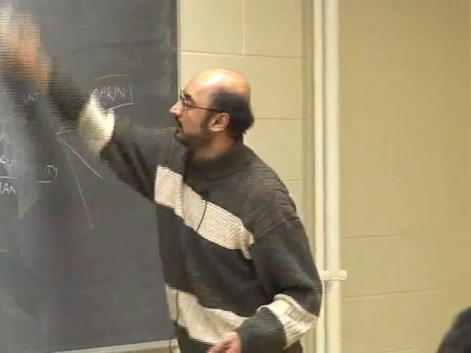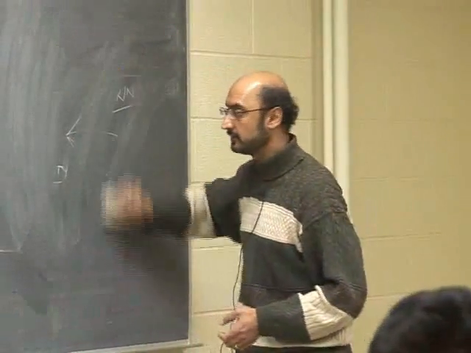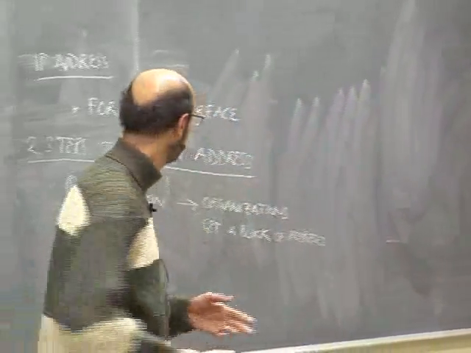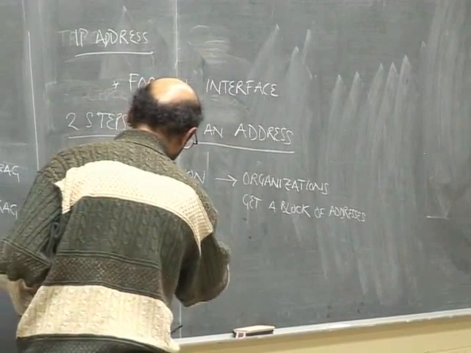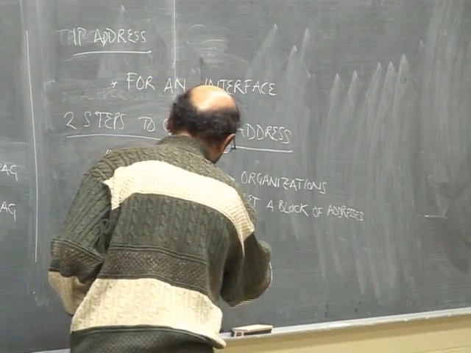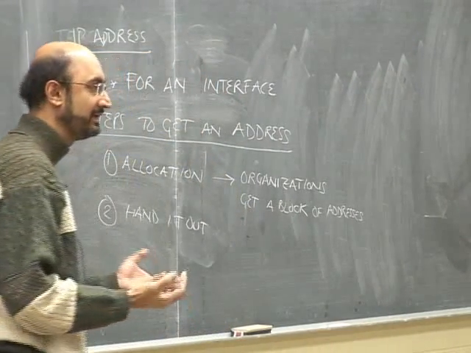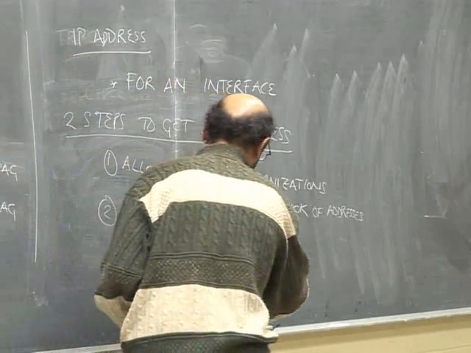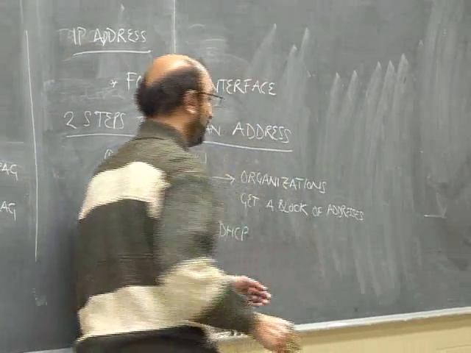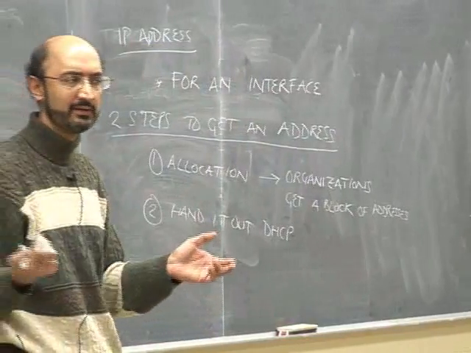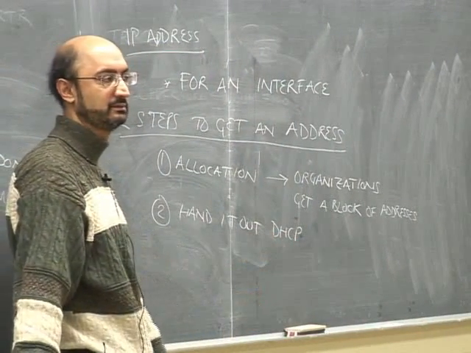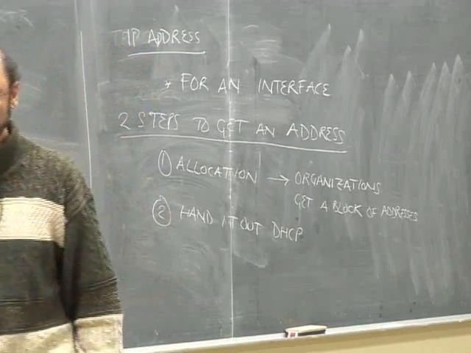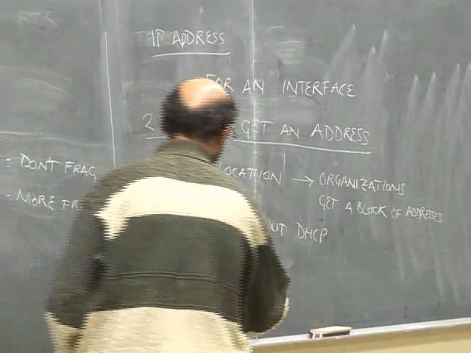So okay, we got that part done. So now we know how the organization got the address, the allocation part. The second step is to actually hand it out. And the typical way to hand it out is basically using DHCP. So how many of you know what DHCP is? Actually, I should turn around. How many of you don't know what DHCP is? Okay, so DHCP is Dynamic Host Configuration Protocol.